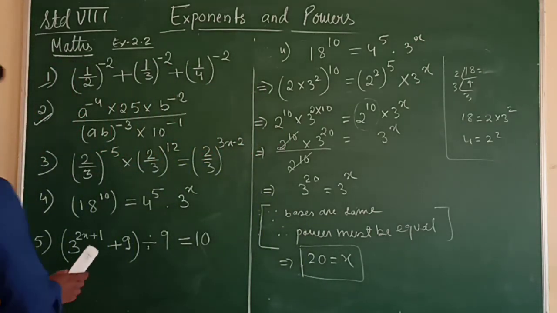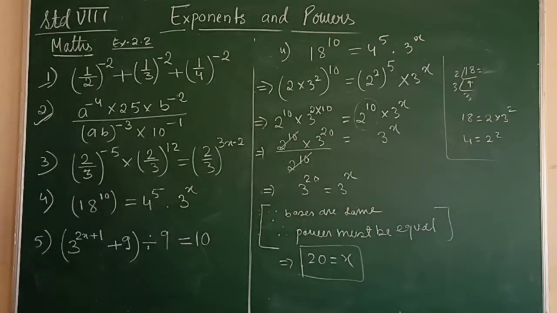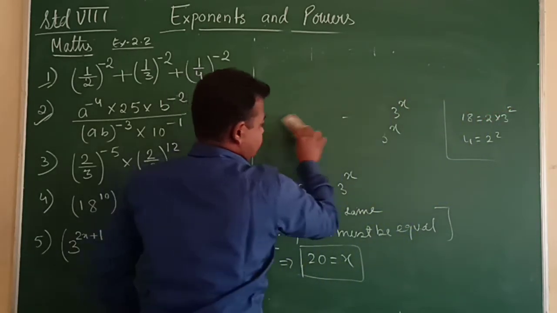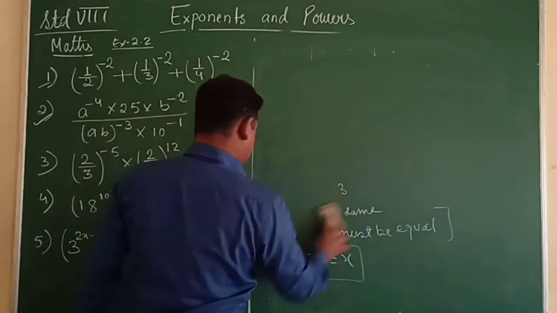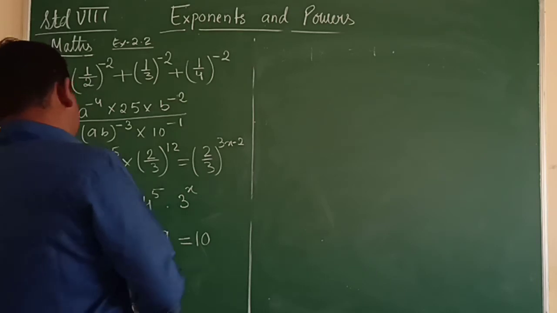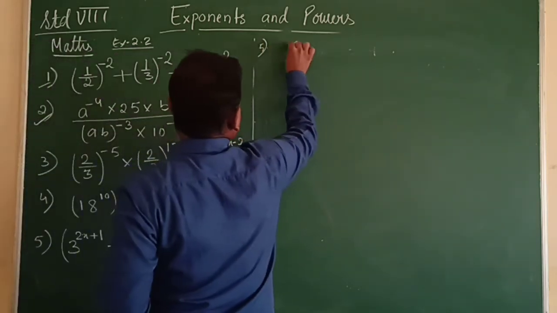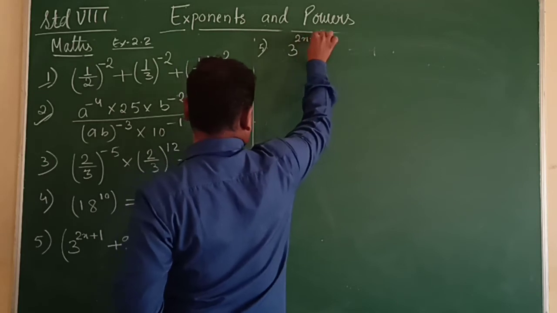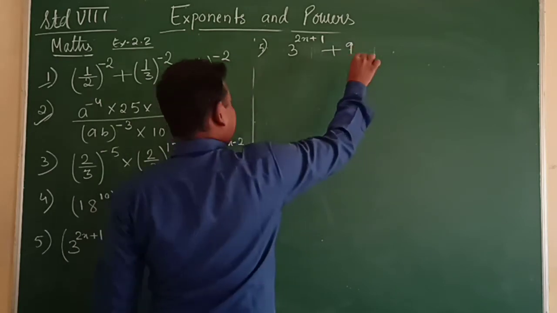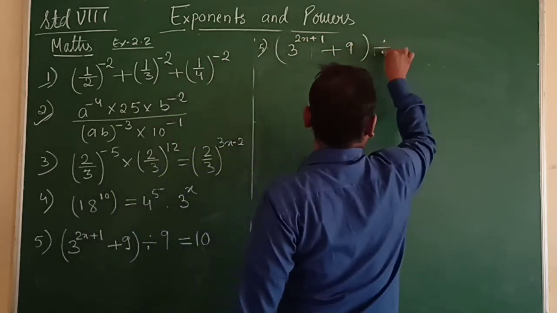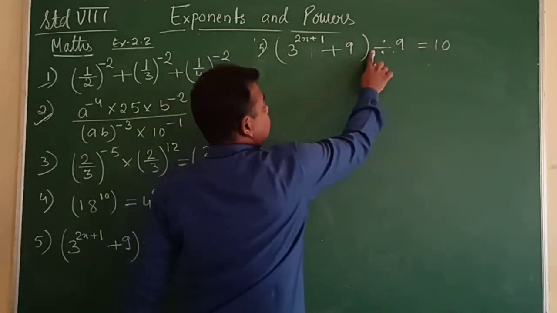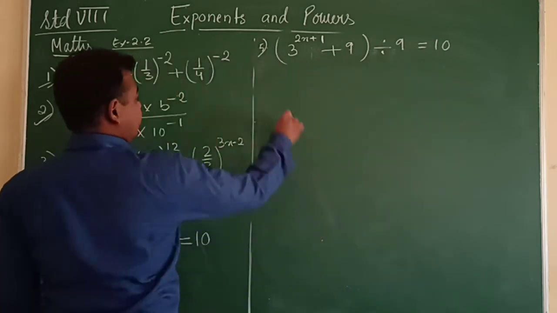Now only one question is left, the last one. Let us do it also. The question is 3 to the power 2x plus 1 plus 9, divided by 9, is equal to 10. Okay, now let us solve.